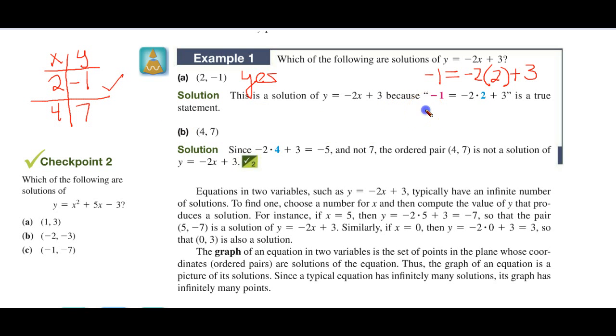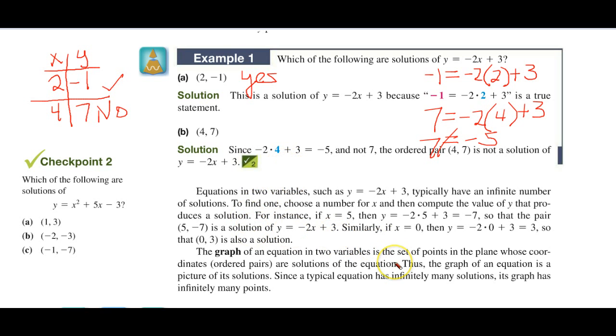Now how about (4, 7)? Well, you'll put a 4 there now, and then -2 times 4. Let's put them in the right order anyway, that'll be better. Our y is a 7. There you go. And then -2 times 4 plus 3. This is -8. -8 and +3 is -5. And that does not equal 7. So this is no.